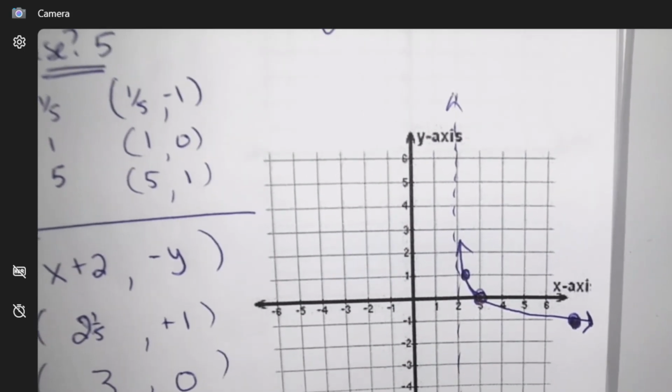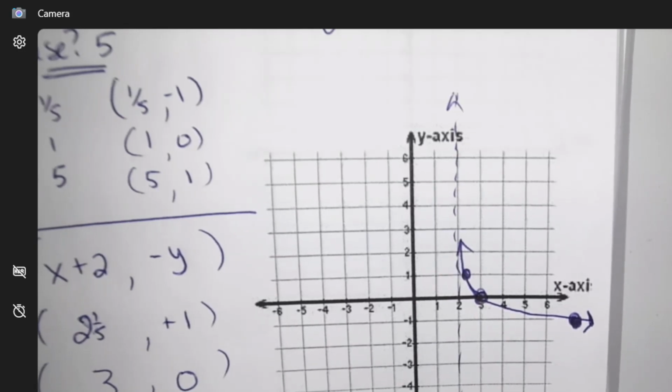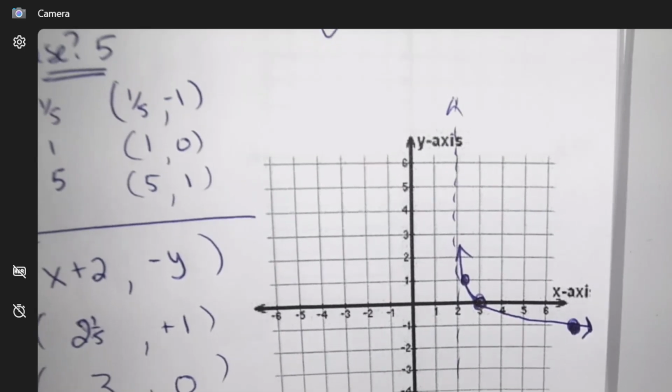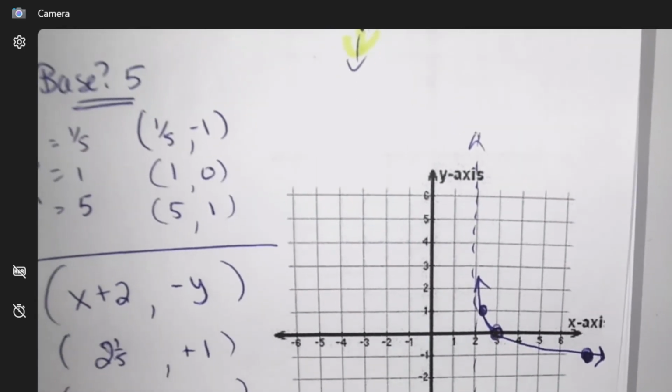Okay, so asymptotes on that one only move if you move it right or left. The other exponent asymptotes only moved if you went up or down. Okay, one more.